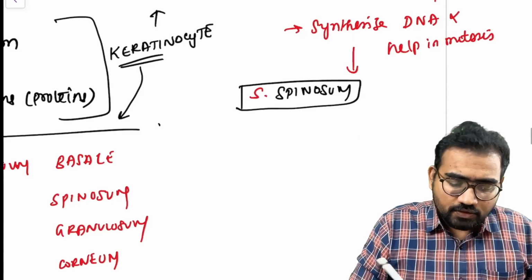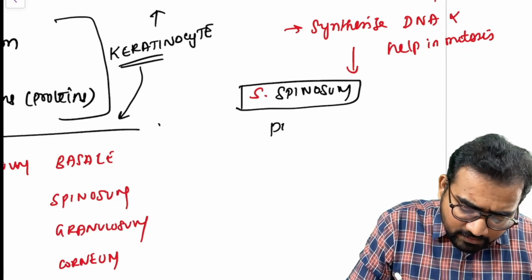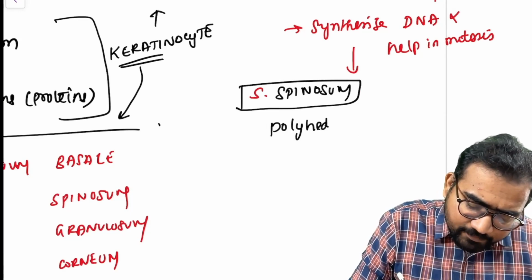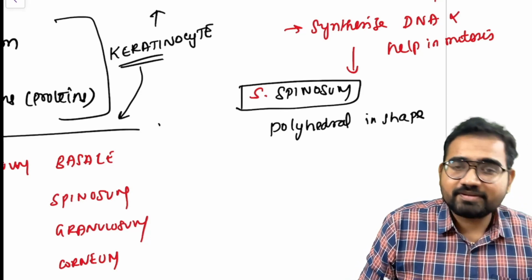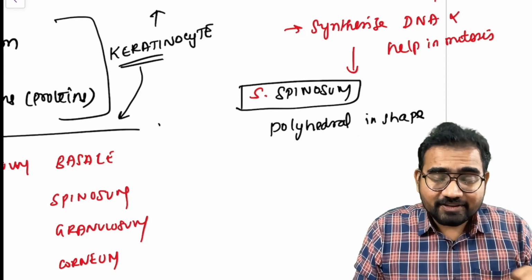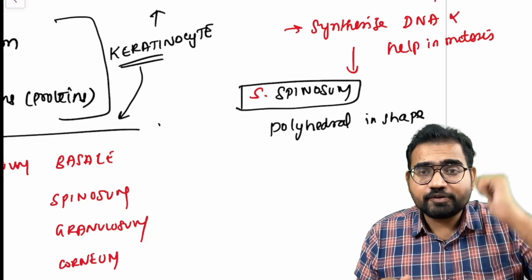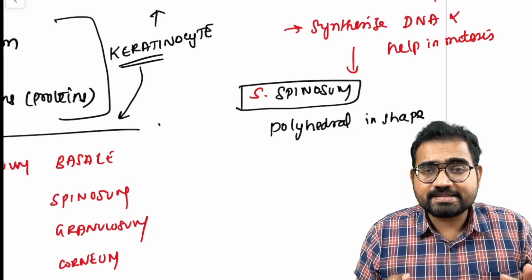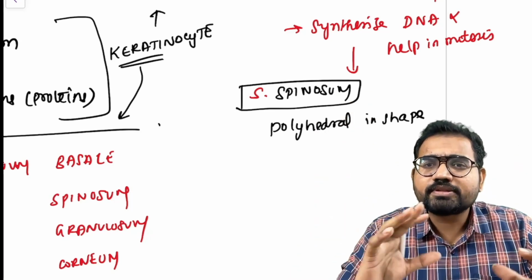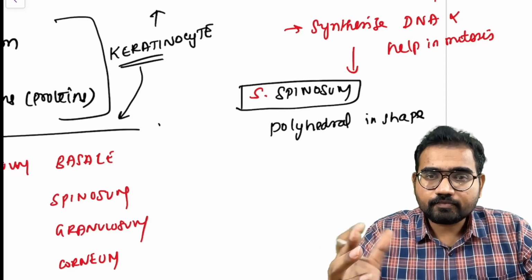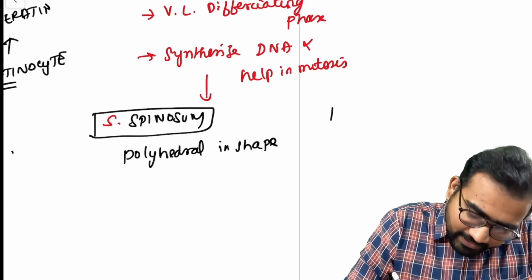Okay, so the cells of the stratum spinosum will be polyhedral in shape. And a very important thing is, while moving upward, let us imagine a cell from the stratum basale moves to the stratum spinosum with the help of a ladder. That ladder is called desmosomes.